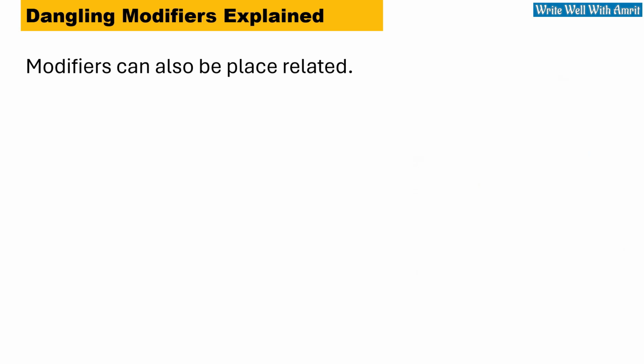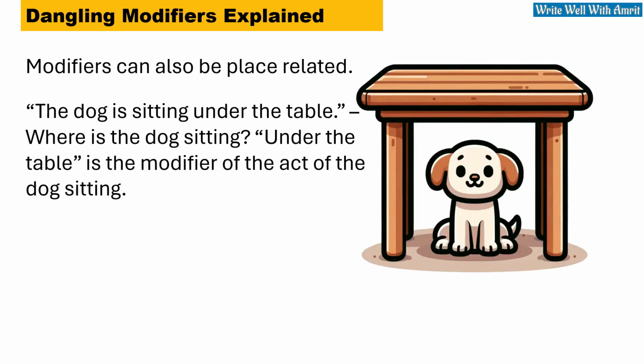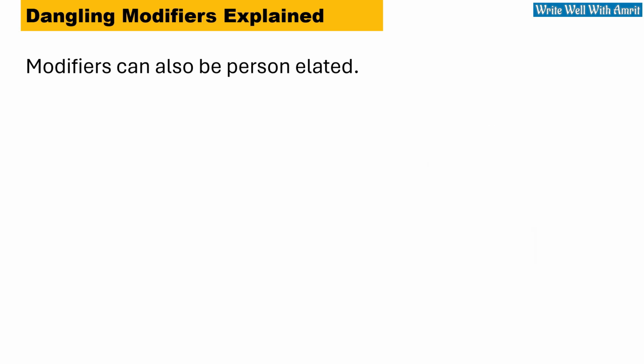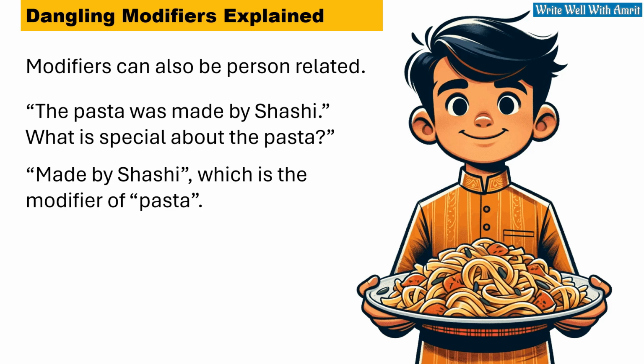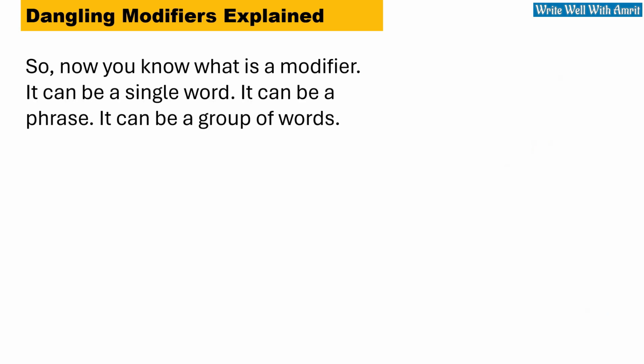Modifiers can also be place related. The dog is sitting under the table. Where is the dog sitting? Under the table is the modifier of the act of the dog sitting. Modifiers can also be person related. The pasta was made by Shashi. What is special about the pasta? Made by Shashi, which is the modifier of pasta. So now you know what is a modifier. It can be a single word, it can be a phrase, it can be a group of words.